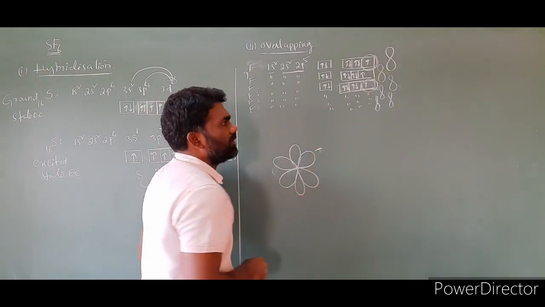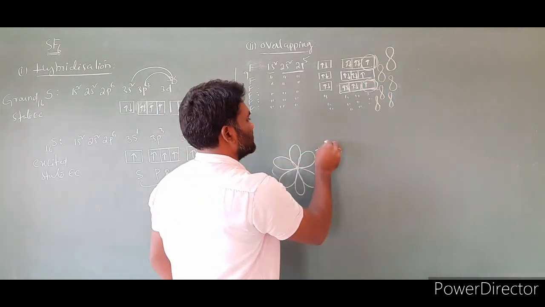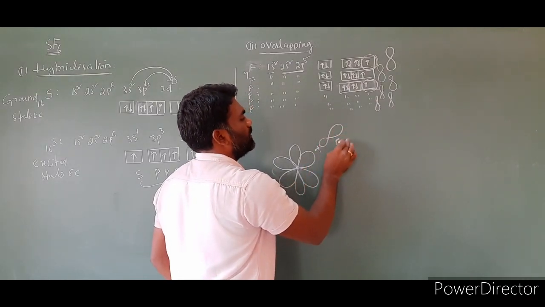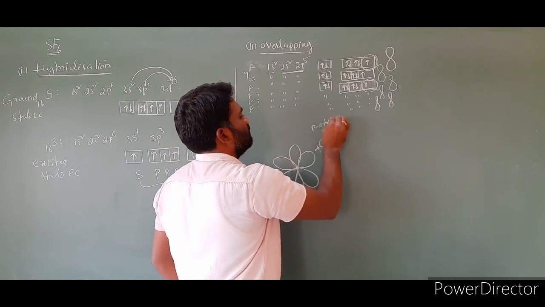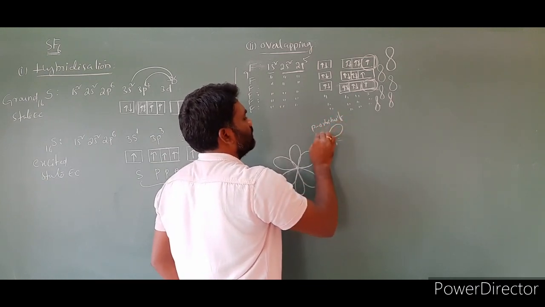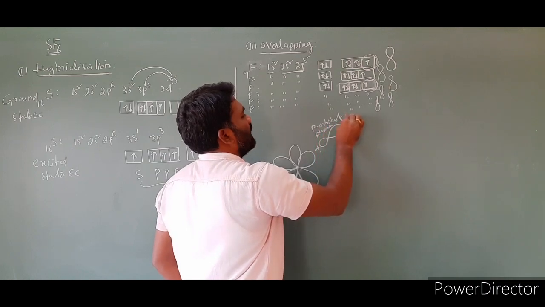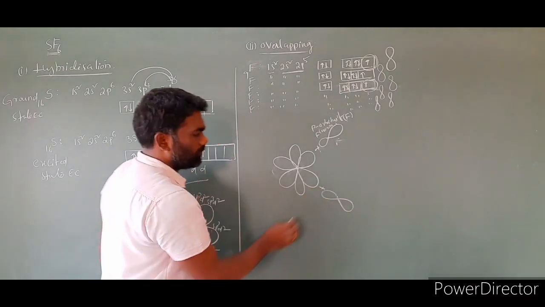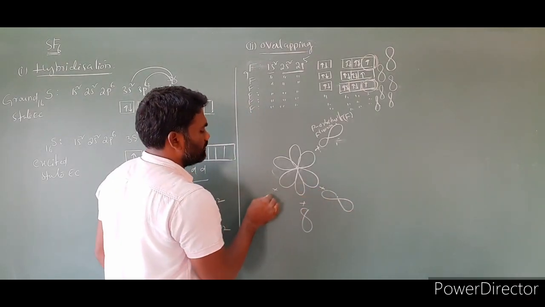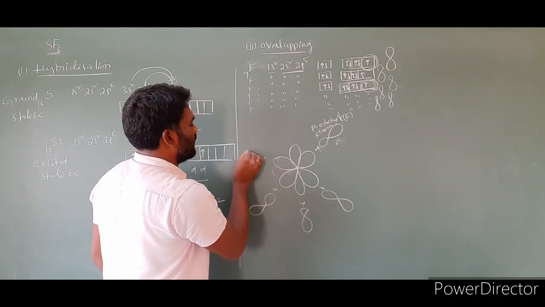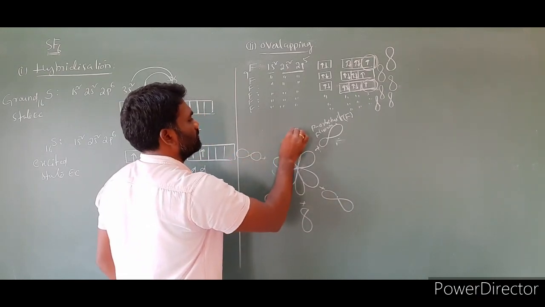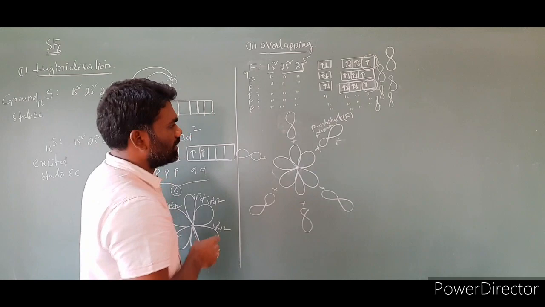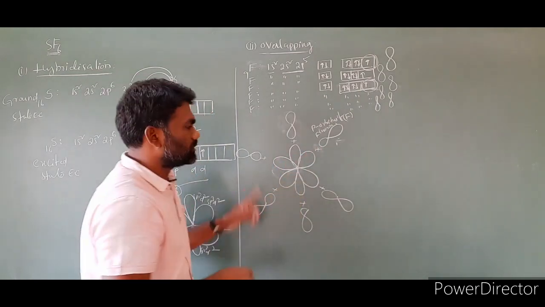Then we have to do overlapping with p orbitals. How many are there? We have 6. This is the p orbital of fluorine, and here I am taking another one, the p orbital of fluorine. Like that I took all the p orbitals of fluorines. So these are all the p orbitals of fluorine. Clear? So we have to label them.